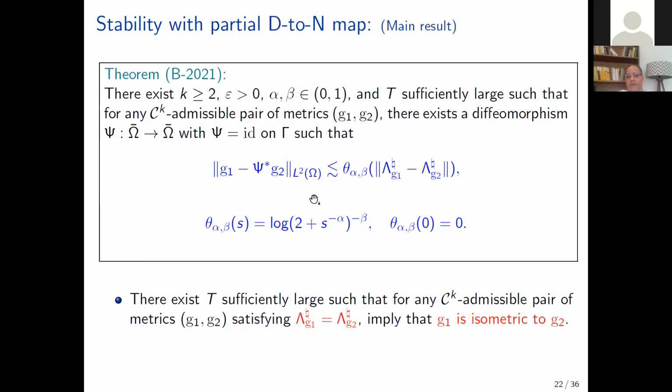Here we estimate the difference between two metrics with respect to the pullback by the difference between the partial Dirichlet-to-Neumann maps. Here theta is a logarithmic function. Of course, a stability estimate guarantees uniqueness. So if you have the same partial Dirichlet-to-Neumann map, lambda G1 equals lambda G2, then G1 equals G2 modulo the diffeomorphism psi.